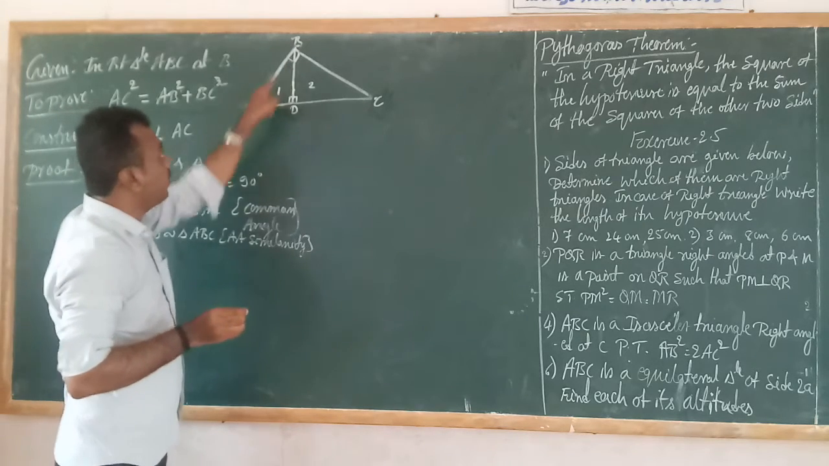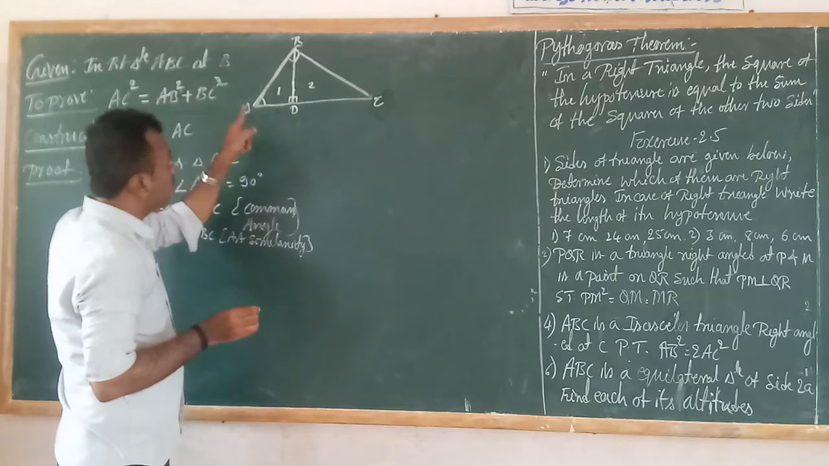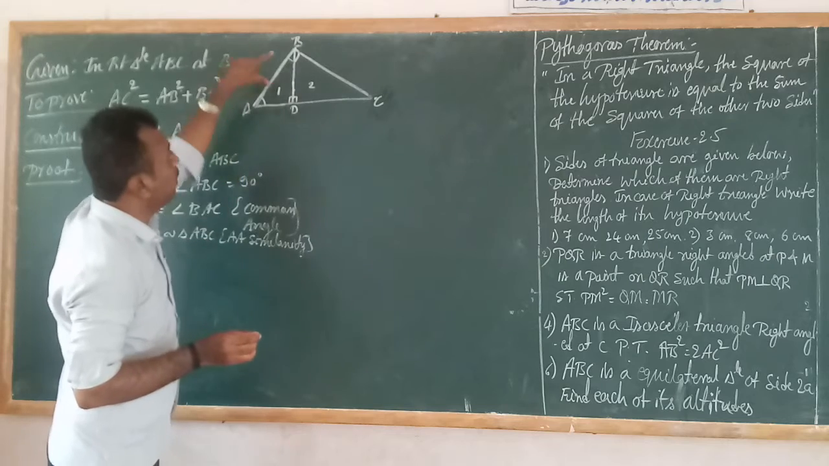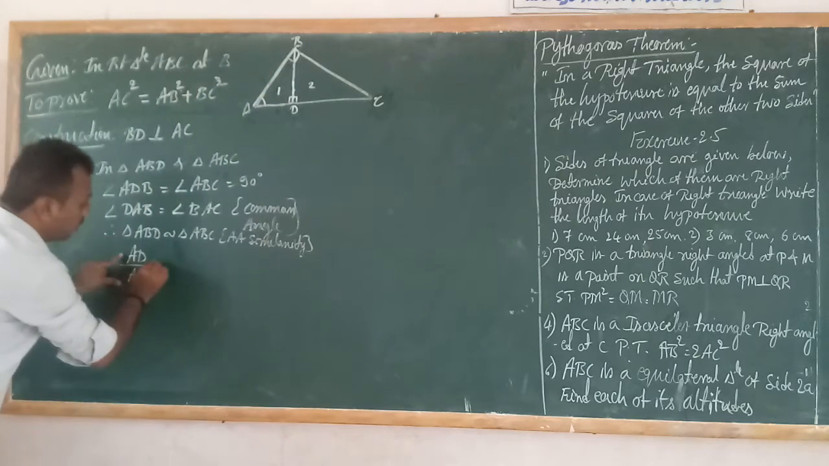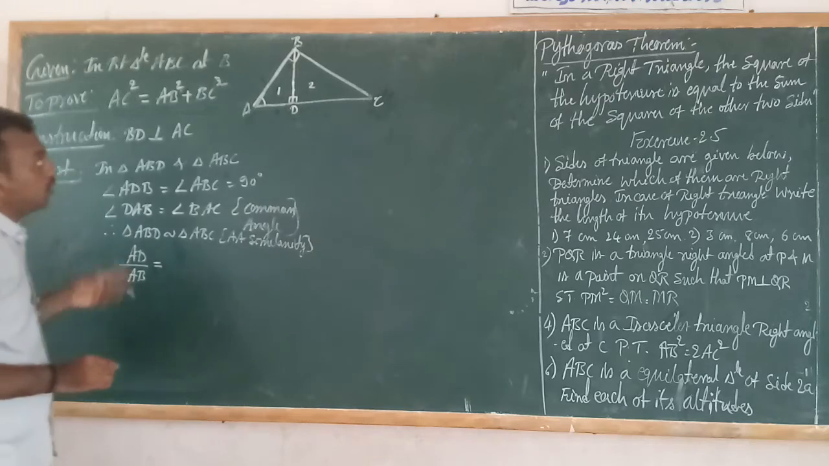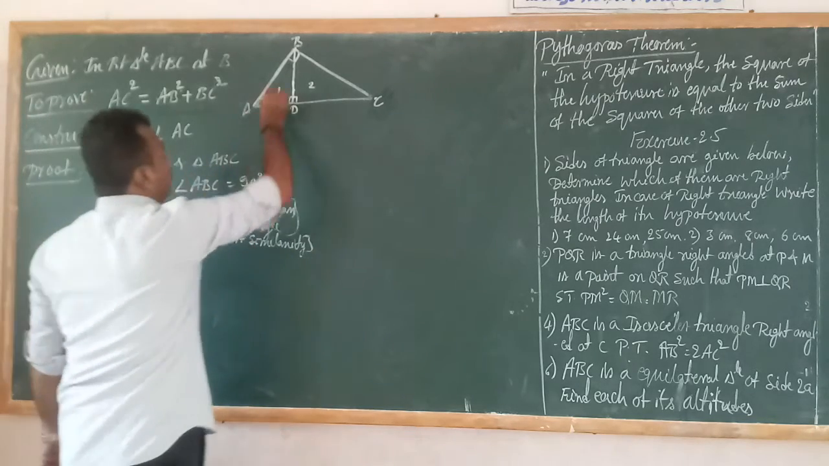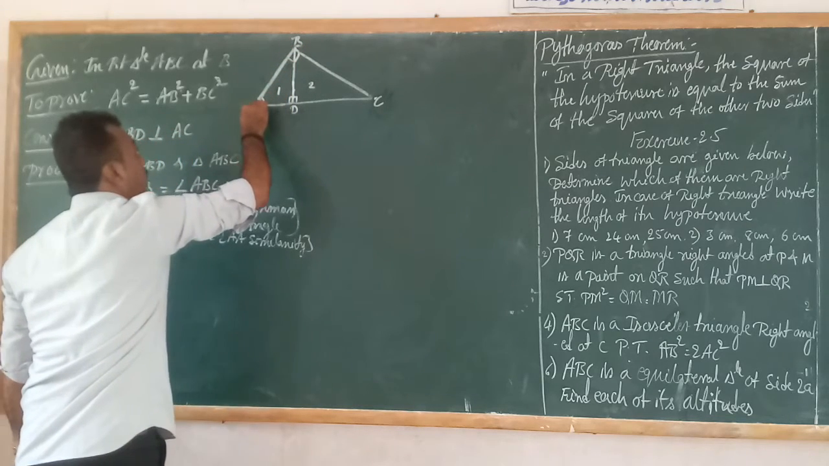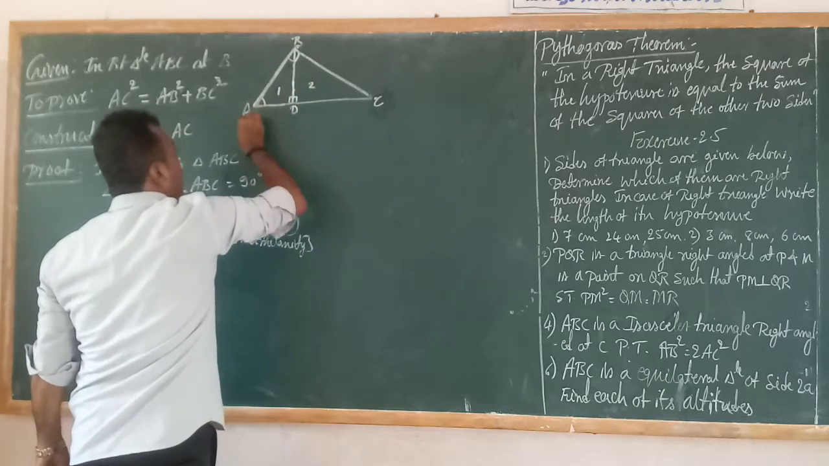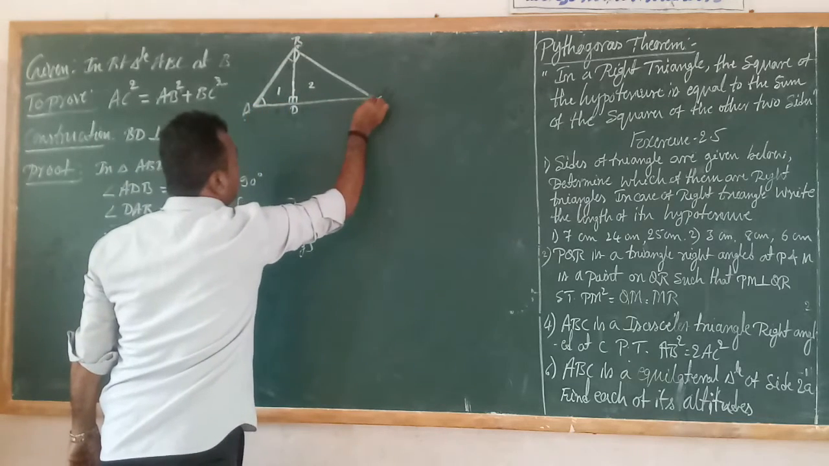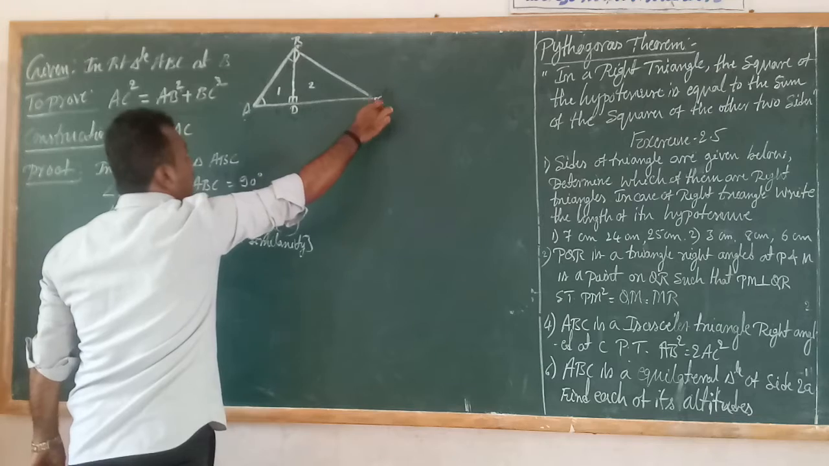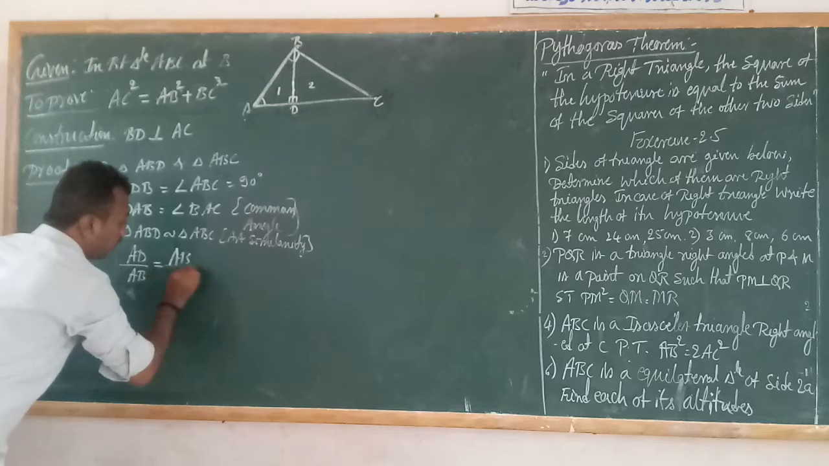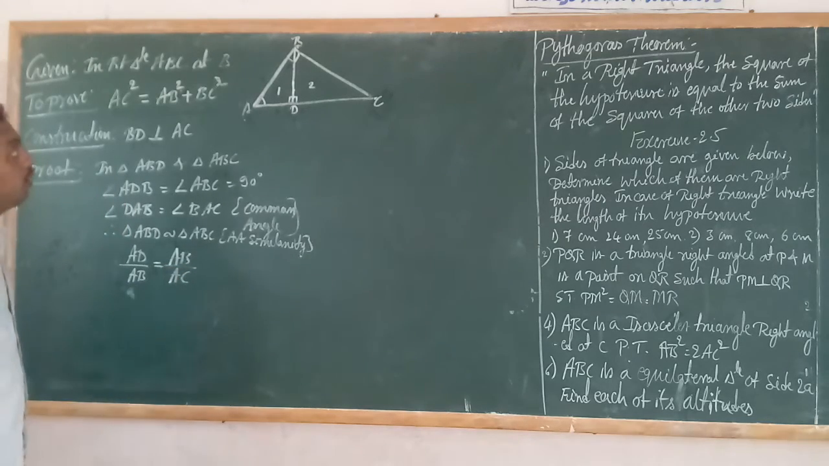AD is the base of ABD. In ABC, the base is AB. Therefore, AD by AB. So that's why I write it. It is equal to, on the other side, we are writing the proportion. AB is the hypotenuse of ADB. AC is the hypotenuse of ABC. Therefore, AB by AC. Hypotenuse I will take. AB by AC. Correct?